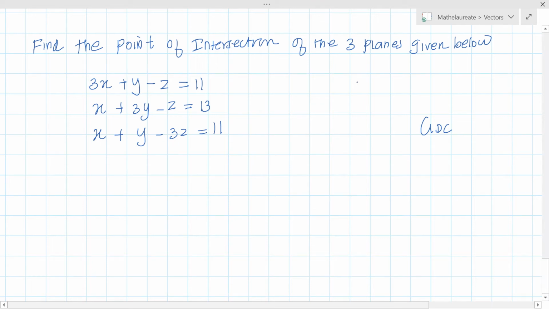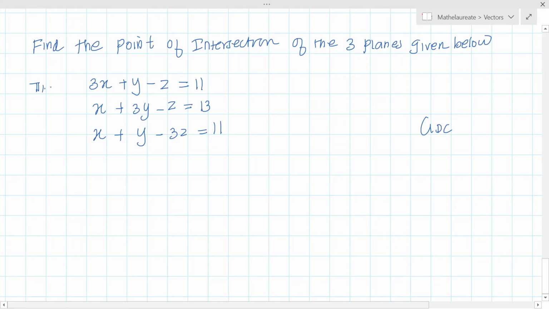In this lesson, let us see an example of how to find the point of intersection of three planes. In this case, it is a unique solution category, using the row reduction method. Okay, look at the three plane equations.